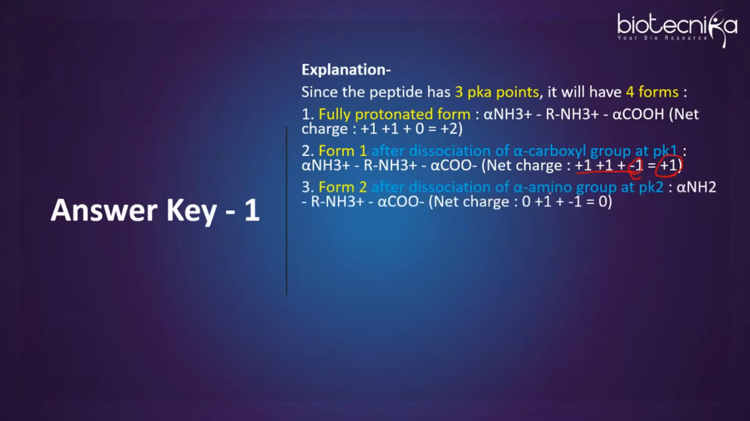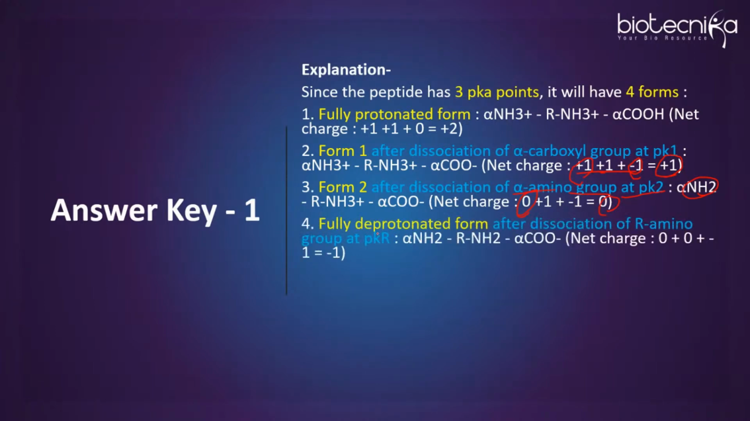Form 2 after dissociation of alpha amino group at pK2. So now what was plus 1 over here in the alpha amino group, now it will become 0 because it has converted to NH2. So total charge is 0. Then form 3 is fully deprotonated form after dissociation of R amino group at pKr. So pKr means this group also has dissociated. So 0, 0 and minus 1, total charge is minus 1.